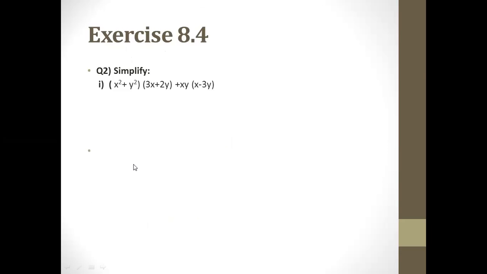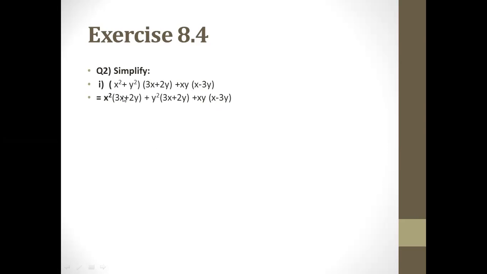Again in the same way, you can see that the first two brackets multiply with each other, then plus xy multiplied with this bracket. So just like the previous question, x square multiplied with this complete bracket, 3x plus 2y, then plus y square multiplied with this complete bracket, 3x plus 2y, and then plus xy multiplied with this complete bracket, x minus 3y.